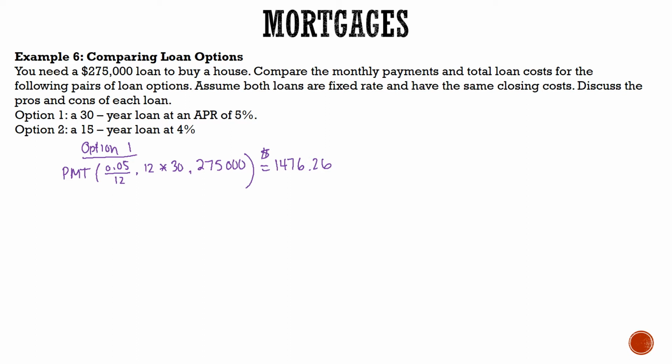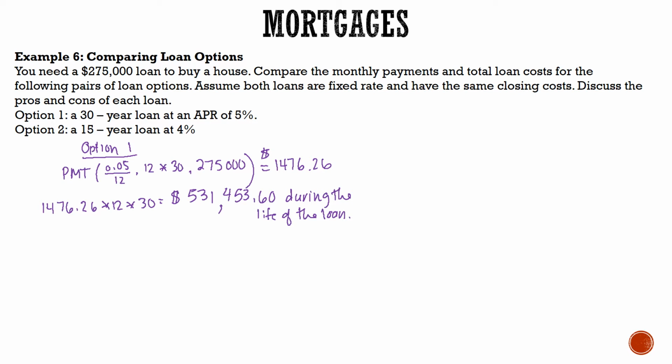Now, how much is it going to cost us over the entire life of the loan? So over those 30 years, how much are we going to end up paying? So we're going to pay the $1,476.26 each month for 12 months each year times 30 years. And that comes out to, if you can believe it, $531,453.60 is what you're going to pay out over the life of the loan.